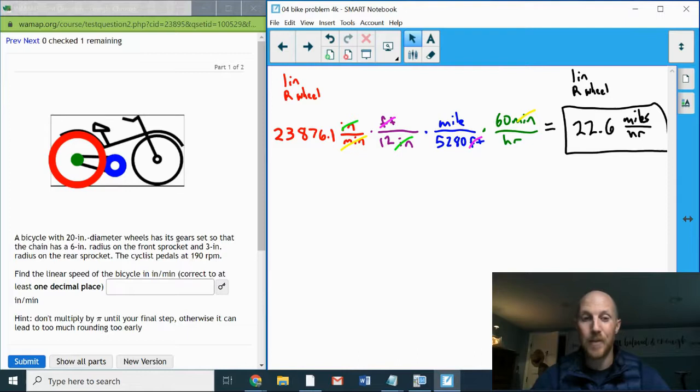Which brings us to part B, convert that linear speed into miles per hour. So I took my previous answer in inches per minute, converted the inches into feet, converted the feet into miles, and then I chose to do my time conversion last, converting from minutes to hours. Final answer, 22.6 miles per hour. It's a pretty good speed for a bike.